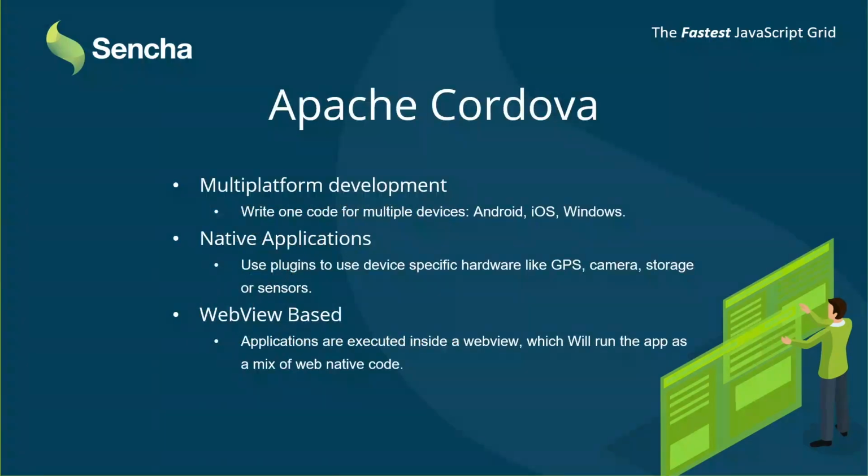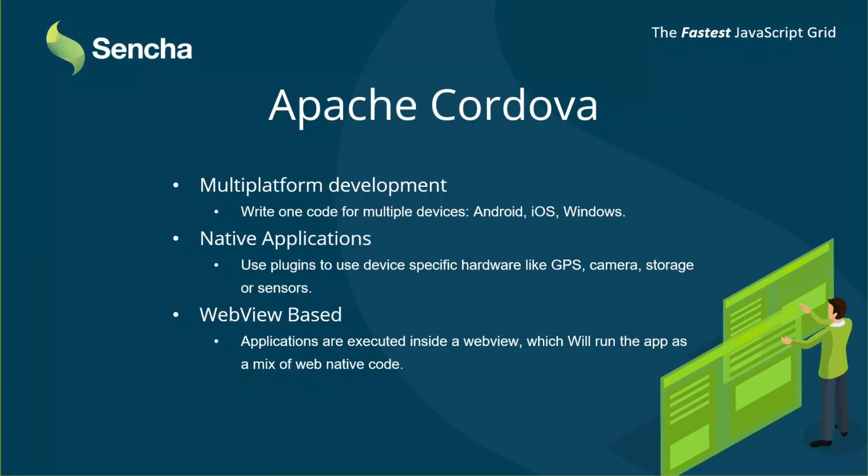And about Apache Cordova, it is a tool that allows you to take any web application and turn it into a mobile application. It helps you because now you can do multi-platform development with your web apps and export them to Android, iOS, or Windows. By turning your applications into native applications, you can use specific hardware like GPS, cameras, storage devices, or even sensors.